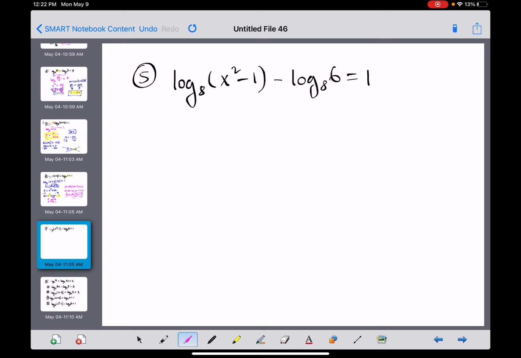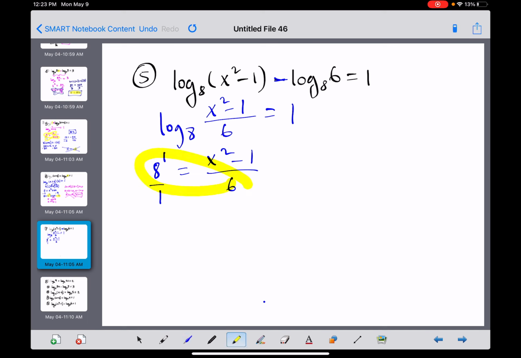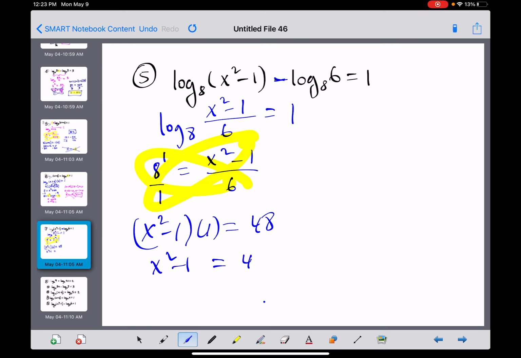Moving on to number 5. Same thing here. I'm going to condense, so it's going to be log base 8 of x squared minus 1 on top, 6 goes to the bottom because it's minus right here. Next step is exponential form, so it's going to be 8 to the first power equals x squared minus 1 over 6. Put a 1 underneath, and then we're going to cross multiply, so then we get x squared minus 1 times 1 equals 48, 8 times 6, okay? So x squared minus 1 equals 48.